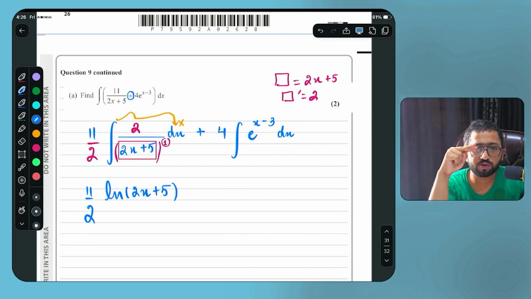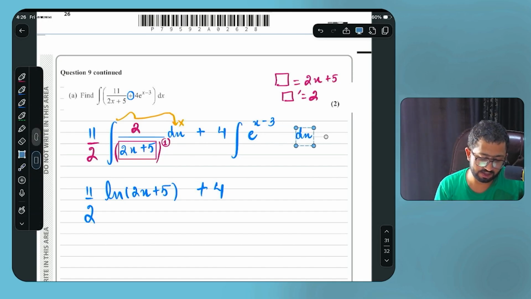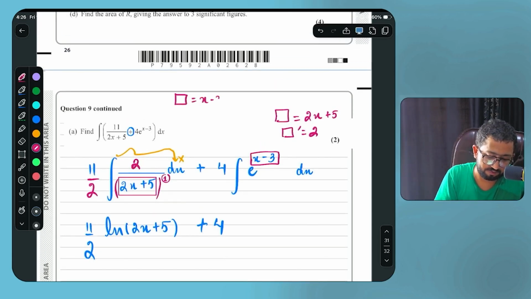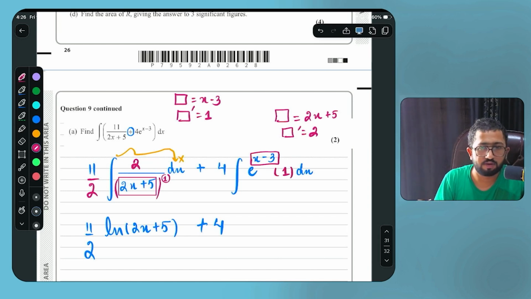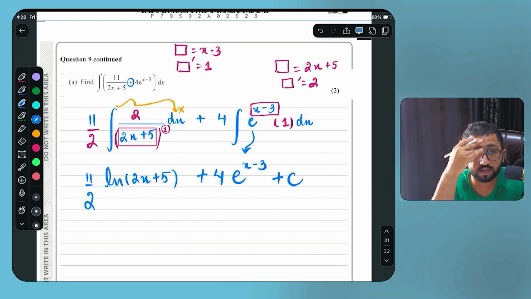Everyone knows there are two conditions to convert into log. The whole power should be 1 and the derivative of the box should be present in the numerator. Now 4 into e to the power x minus 3: how to integrate the exponential function? Again, if you want to integrate an exponential function, the derivative of the box should be present. The power is the box of the exponential. The derivative of the box is 1, which is present. Always present, 1 is always present. So the integration of the exponential will remain the same. And always put plus c, everyone knows.